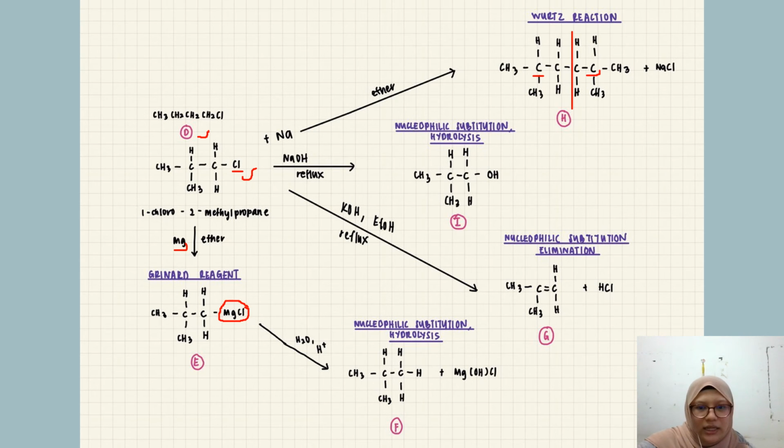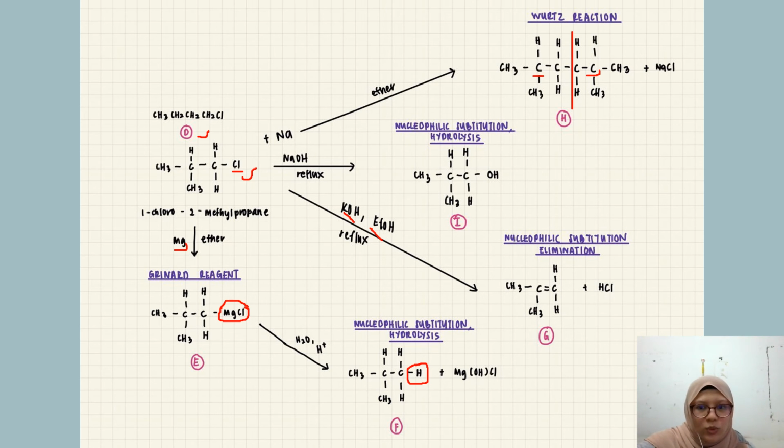Structure F is the product of E when hydrolyzed, which is C4H10. So basically, it is a substitution, hydrolysis. So the magnesium chloride is substituted with H here. And then we go to the next structure, which is structure G. It is stated that structure G is the product of elimination when structure D reacts with sodium hydroxide and ethanol under reflux.